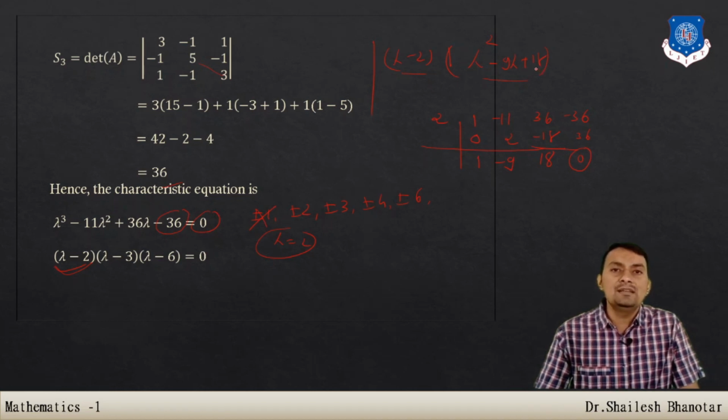So 1 into 18 is 18, but we want to split 18 into two parts such that their sum is minus 9 and their product is 18. 6 into 3 gives the product 18, but the sum should be minus 9. That means I need to consider minus 3 and minus 6, so that the product is plus 18 and the sum is minus 9. Therefore it is suitable. So lambda minus 3 into lambda minus 6 is equal to 0, and from this we conclude lambda is equal to 3 and 6.